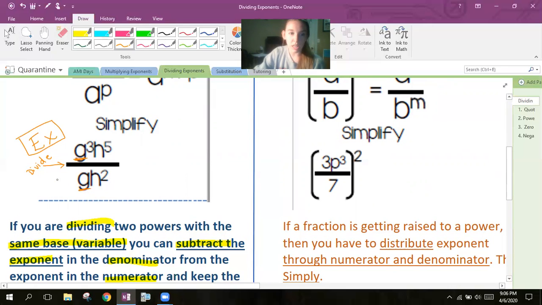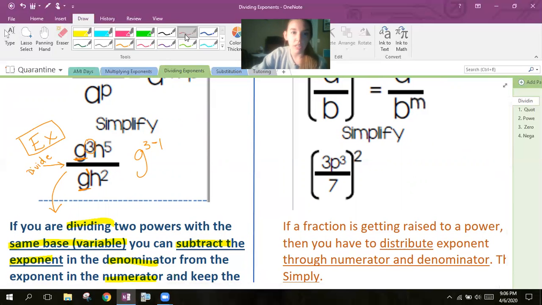So what my rule tells me to do down here is that if they have the same base, then I'm going to subtract their exponents. Okay, so I'm going to keep the same base, g, and then I'm going to take this exponent 3, and I'm going to subtract this exponent. So I know you're thinking, well, that one doesn't have an exponent, but we know from our last lesson, if it doesn't have an exponent, it's understood to be 1. So that would be 3 minus 1.